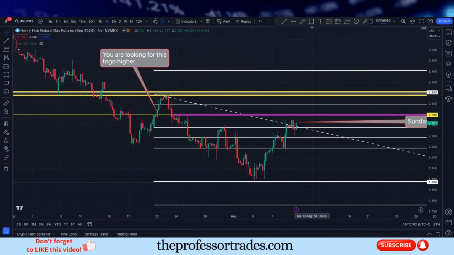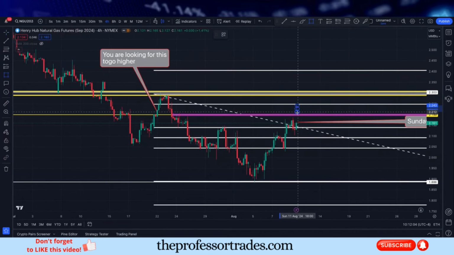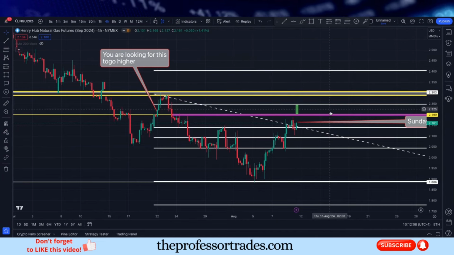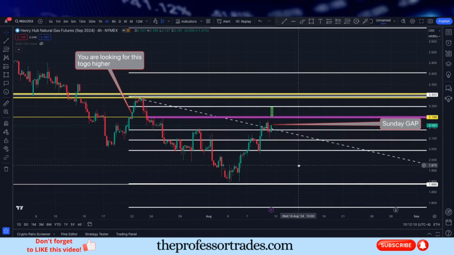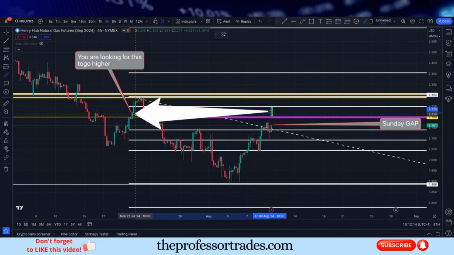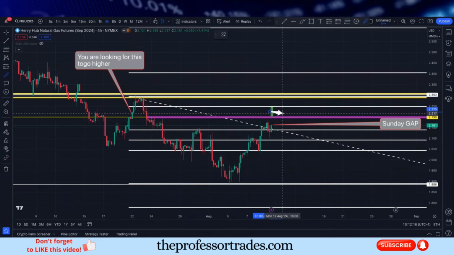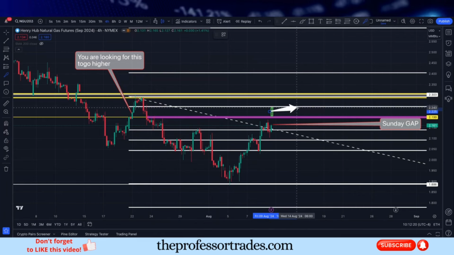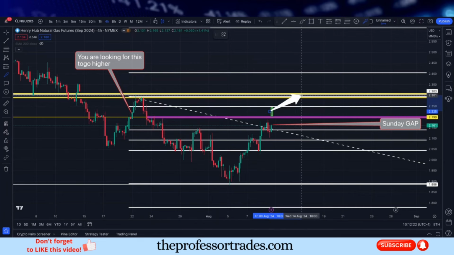So you would need to see that here. Same scenario here. You would need to see that here. And I'm going to make this green to keep it consistent. You would need to look for that here, just like it did over here. So you could kind of expect this to happen here. If this happens here, then we're running up to at least 2.25. And then if we break 2.25, we're heading up to 2.30.